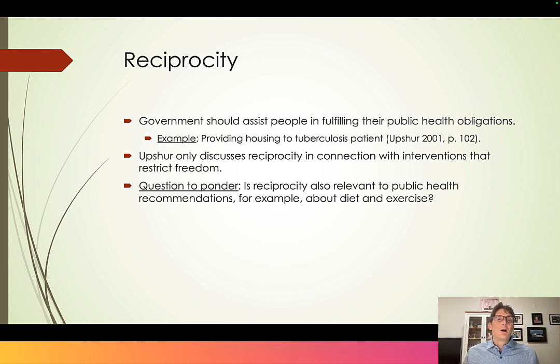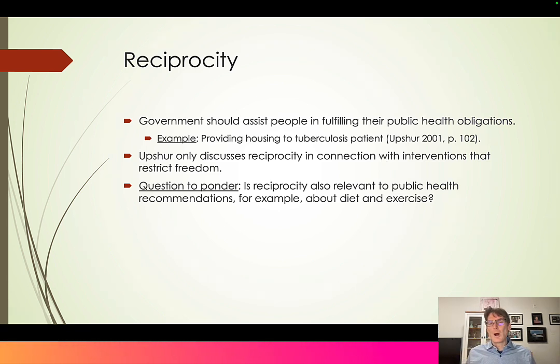So in this case, Upshur suggests that if the person is required to isolate from other people, then for example, there should be help with housing, like putting this person up in a hotel room so that they can effectively isolate from other people. Now, one interesting thing is that Upshur only discusses reciprocity in connection with interventions that restrict freedom, like in this example where the person is required to isolate.